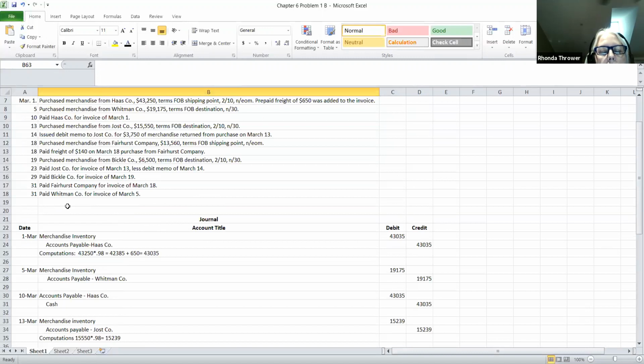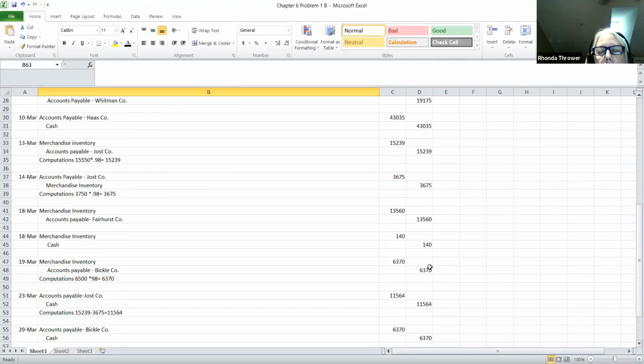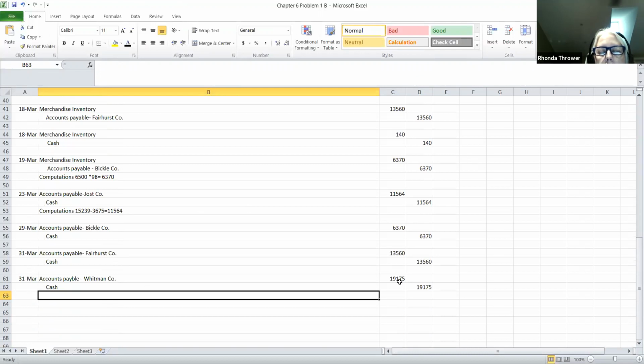And then on the last 31st transaction, we paid the Whitman Company for the invoice of March the 5th. And so we're going to go all the way back to the March 5th transaction. We owed $19,175. So we're going to debit our accounts payable for $19,175 and credit our cash account for $19,175.